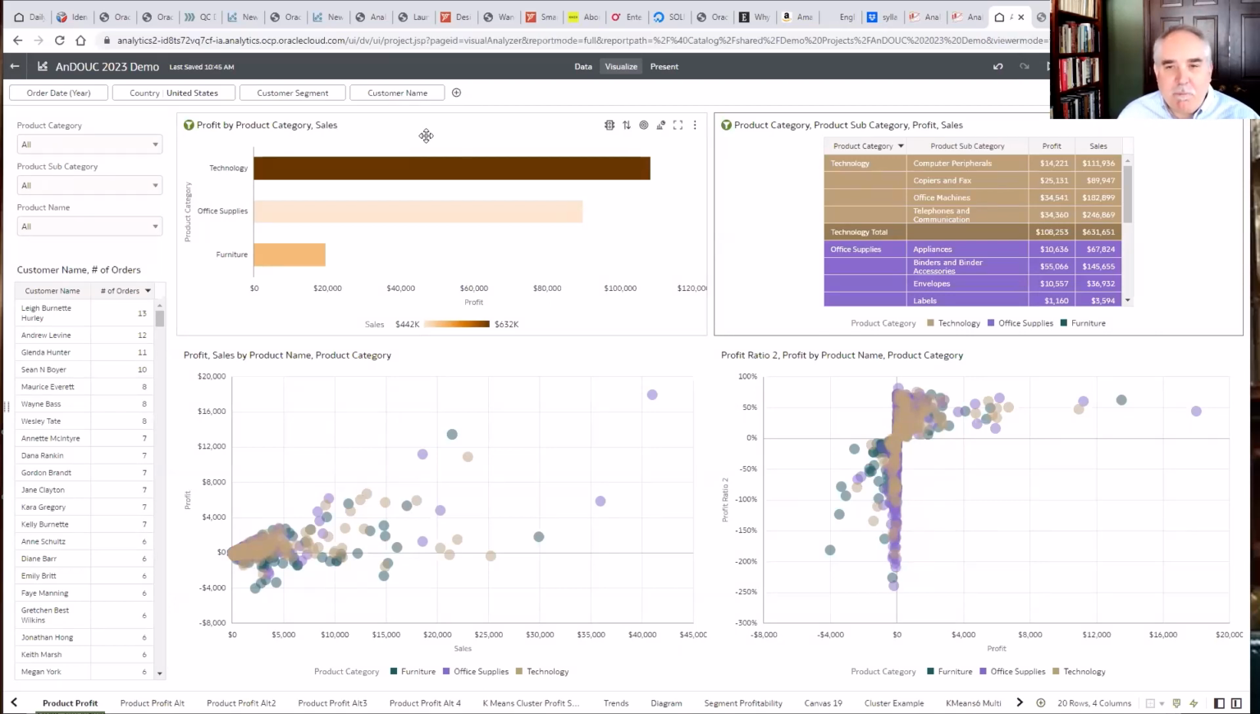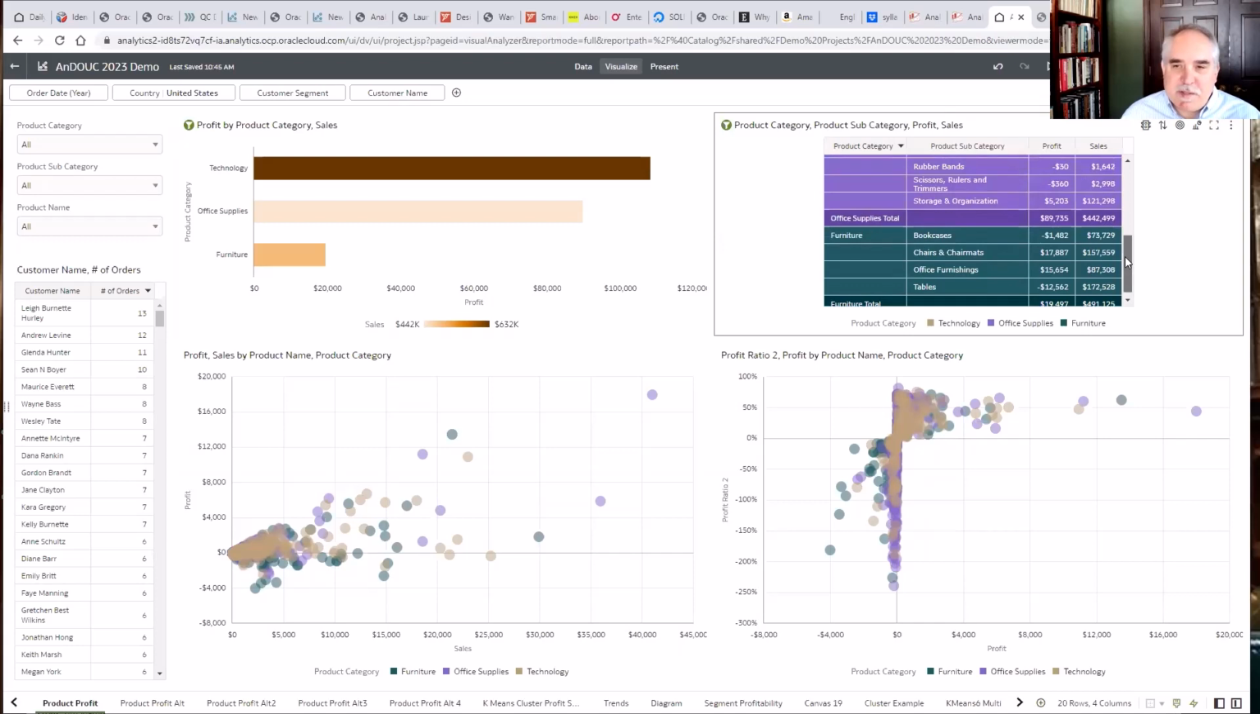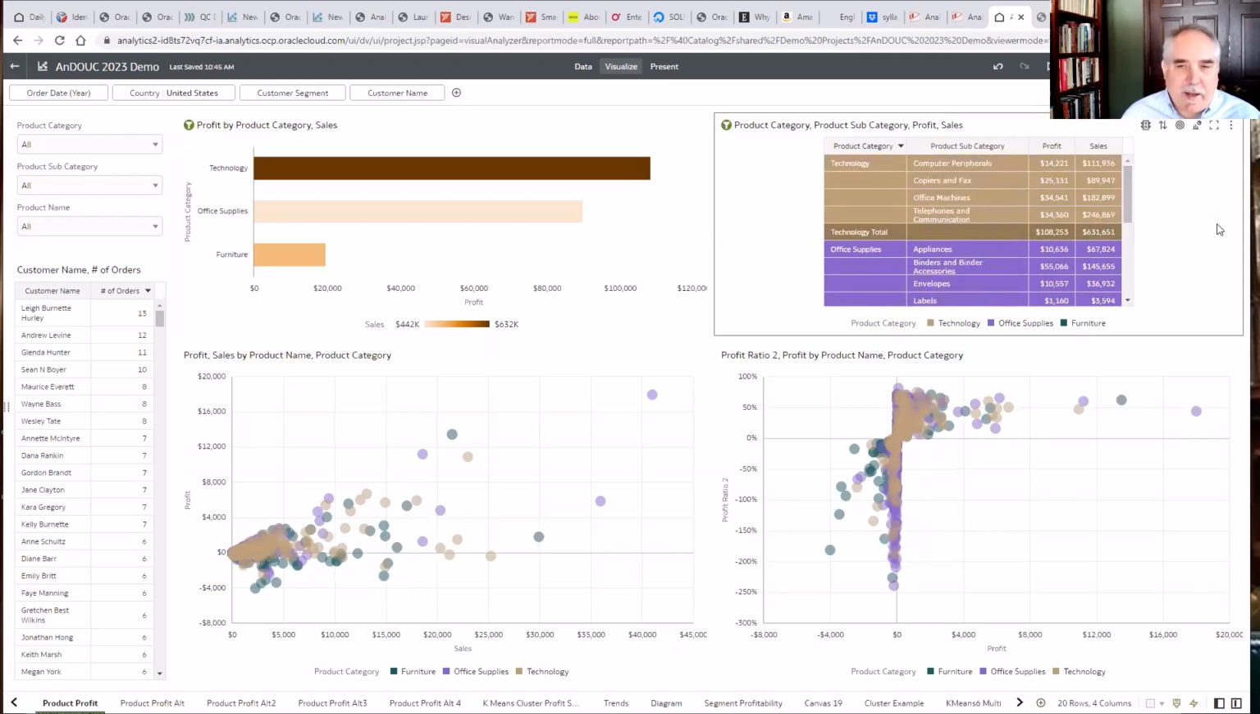Now, usually in dashboards, we have a combination of visualizations. Here we have a bar graph that just gives the summary information about the categories. We have a table that lists the actual profit and sales for the product categories and the product subcategories and whatnot, so that you can scroll down and look up specific line items.